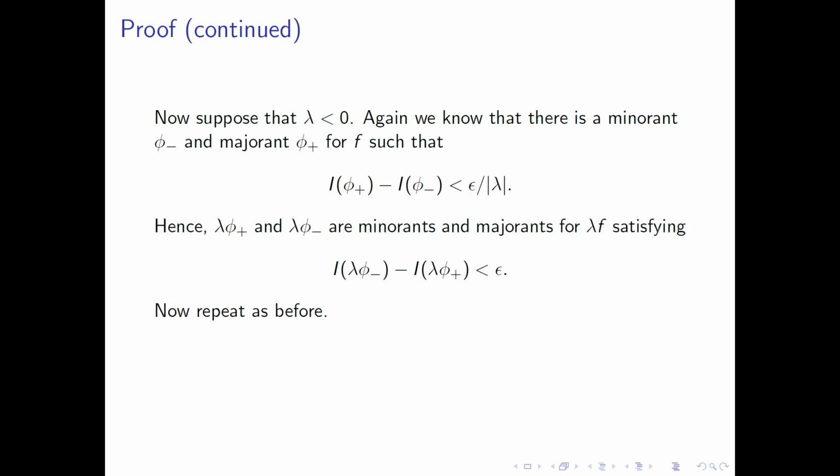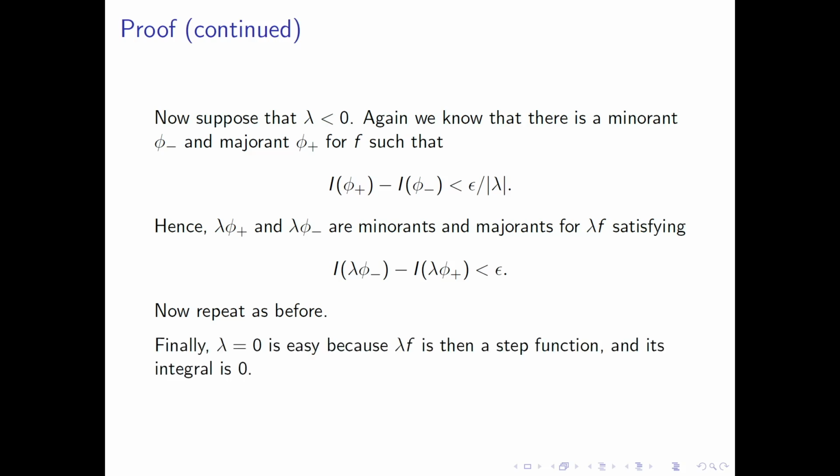And then finally, lambda equals 0 is really straightforward. Take your function f and multiply it through by the constant 0, and what you get is the function that's identically 0. That's a step function, right? It's a step function that just takes the constant value 0. We've proved that step functions are integrable, and their integral in this case is 0. So that's done.